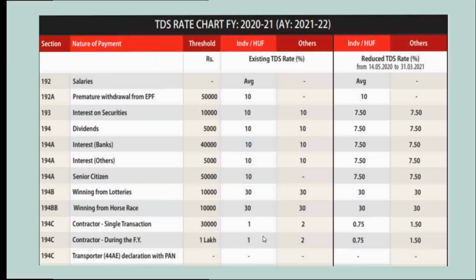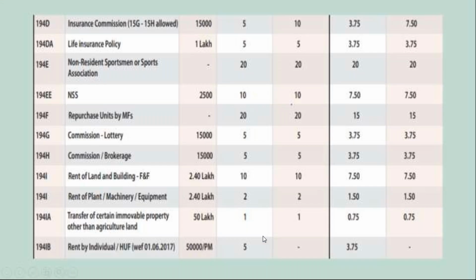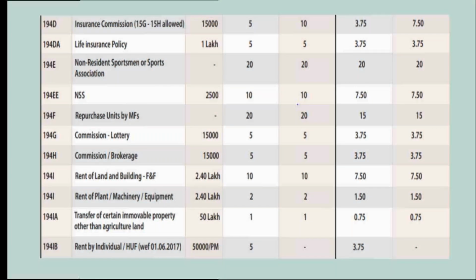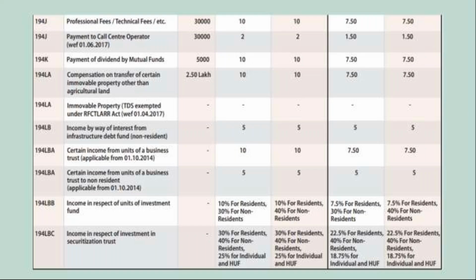Same thing here also. See, rent of land and building 2,40,000. Rent of plant and machinery 2,40,000. But for land and building it is 10%, for plant and machinery it is 2%. The same way professional fees, I'm having 30,000. So like this, you have each and everything. You will be having an exemption limit, and you can see the exemption limit getting updated every financial year.